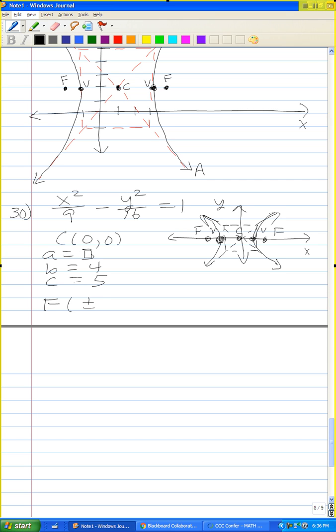Again, since the plus is in front of the x, it'll be plus or minus 5, 0. Those are my two foci. Let me do problem number, let's say 35.